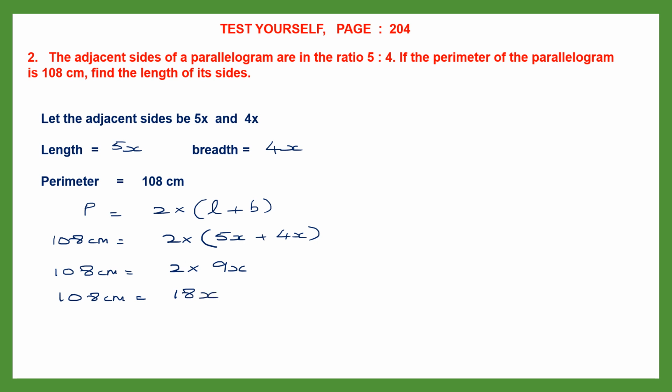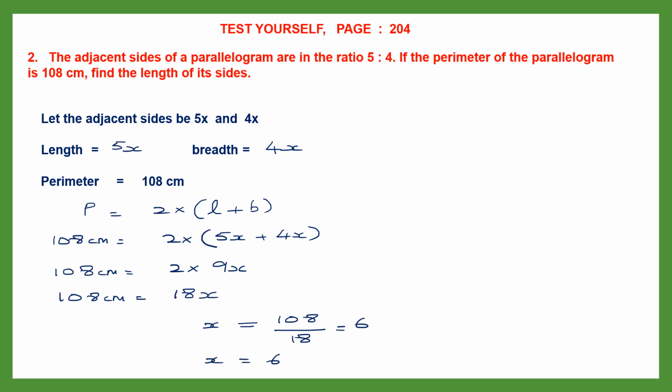So now we can find the value of x alone. We can say x is equal to 108 divided by 18. Here we have taken x here and moved 18 to the other side, so it becomes division. So when you divide 108 by 18, you get 6. So x is equal to 6.